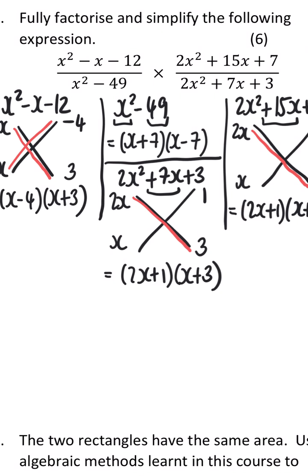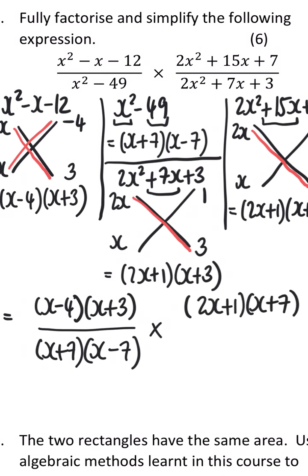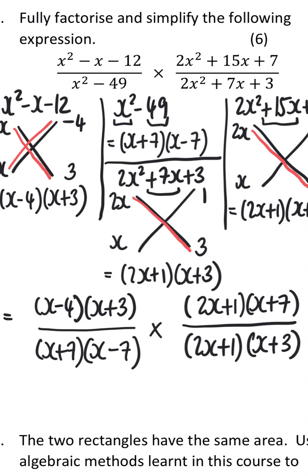Now, I carefully put all of these in their correct position. So, this one is x minus 4 over x plus 3. And on the bottom, I have x plus 7 times x minus 7. It's multiplied by, this top one is 2x plus 1, x plus 7, over 2x plus 1 over x plus 3.